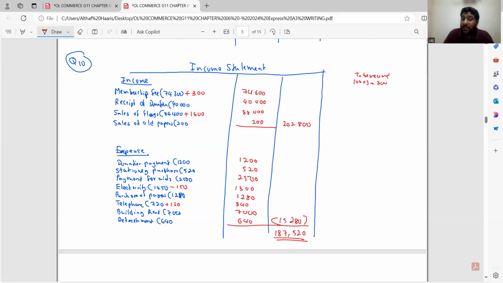Are we writing profits? Don't write profit by mistake, marks will be deducted. Surplus. Surplus. In not-for-profit organizations, you have surplus.